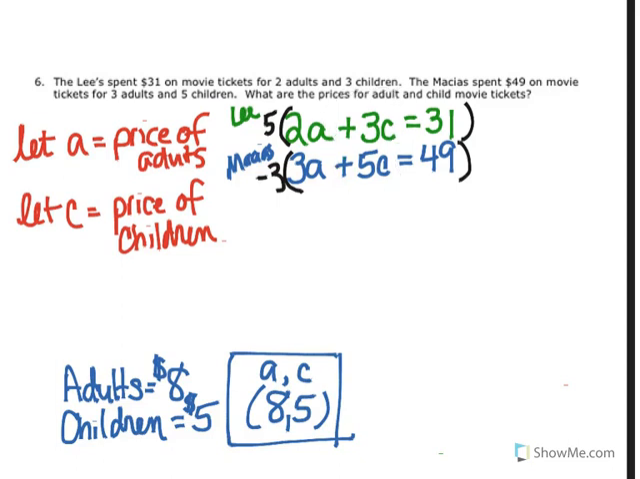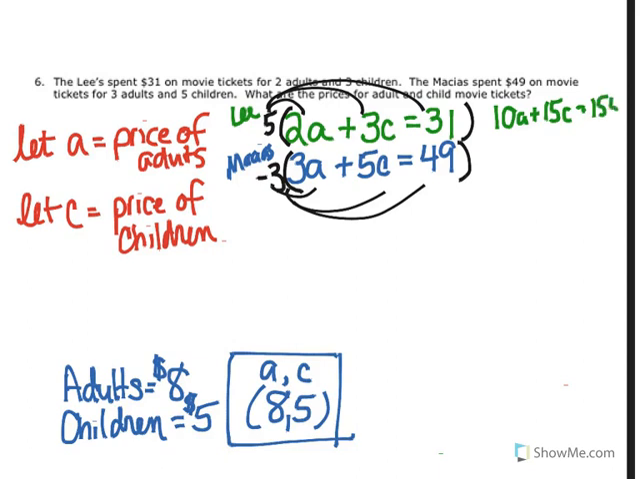Okay, so I'm going to do that, and we get 10A plus 15C equals 155. And then the lower one, we get -9A minus 15C equals -147. Now, when I combine these two equations, the C's get eliminated, and I end up with A equals 8.